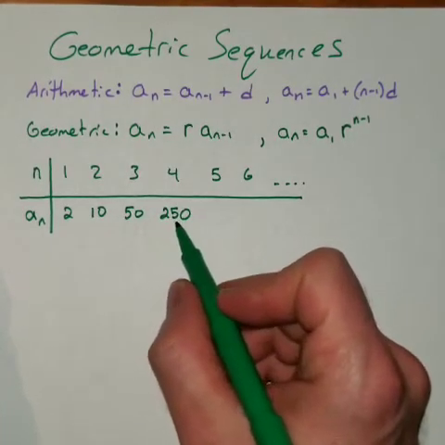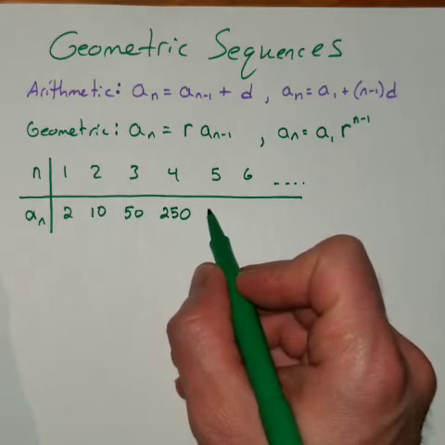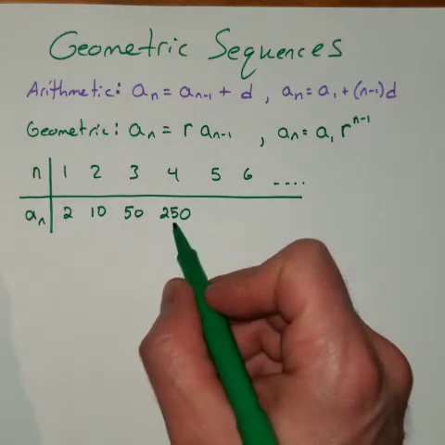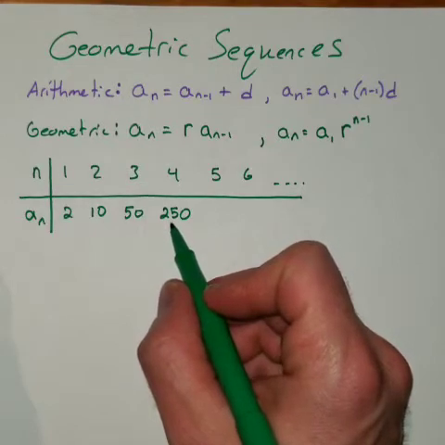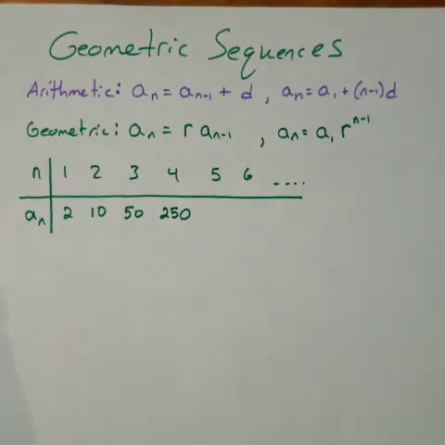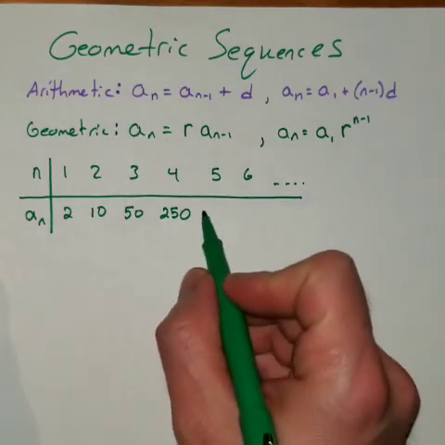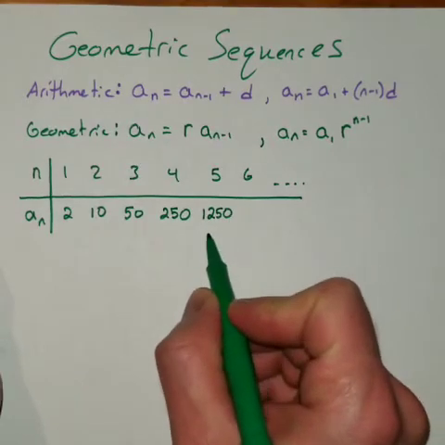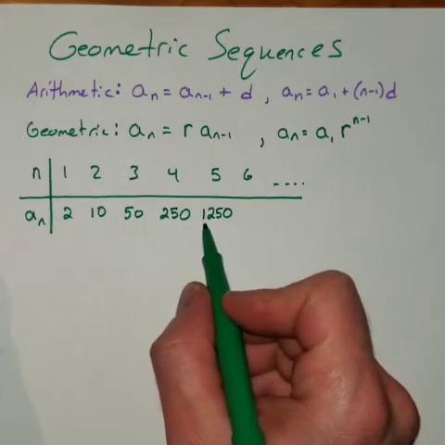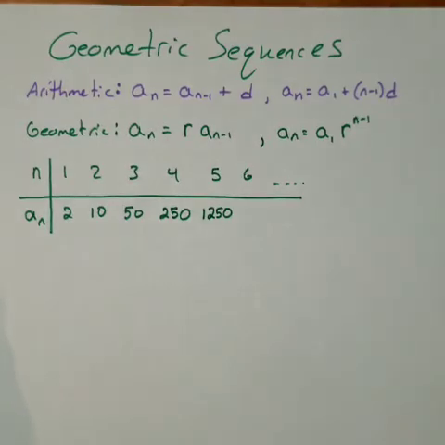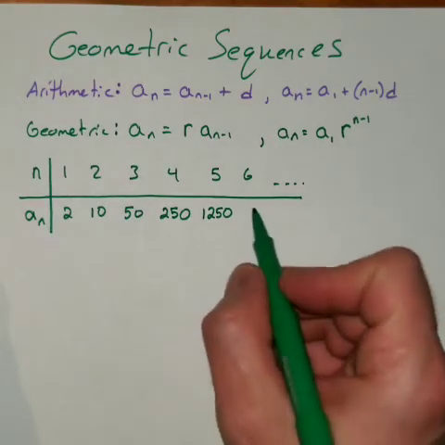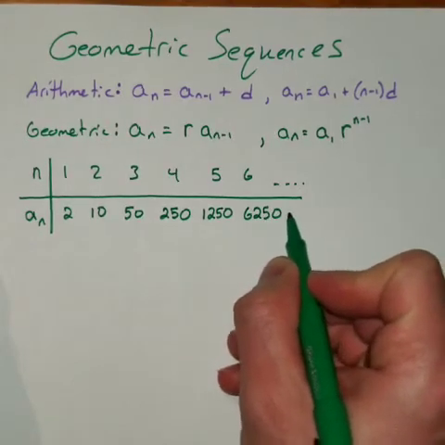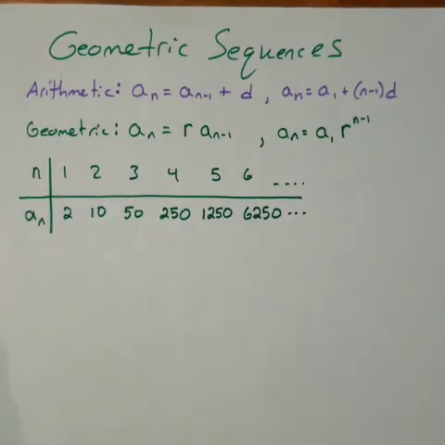Multiply by 5 again. What's 250 times 5? I'm checking this out. Oh, it's 1250. I'm way off. That's 1250. And then 1250 times 5. I just froze up on that one. Times 5. Let's see. 6250. Okay, and so that's getting way bigger, way faster, right? Because you're multiplying instead of adding.